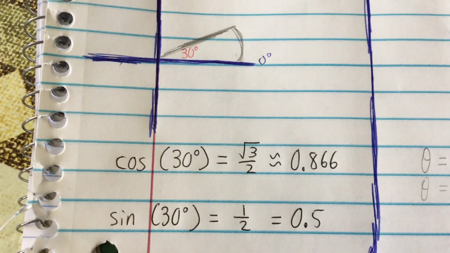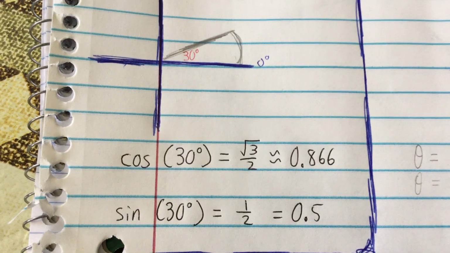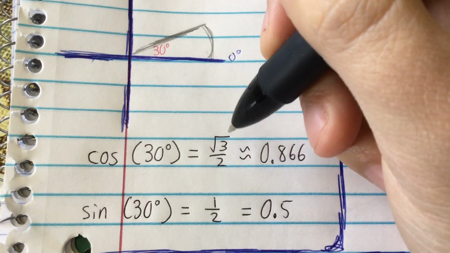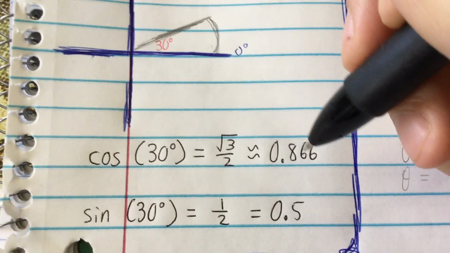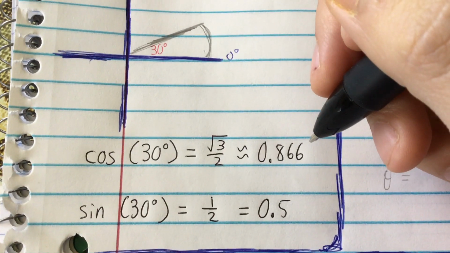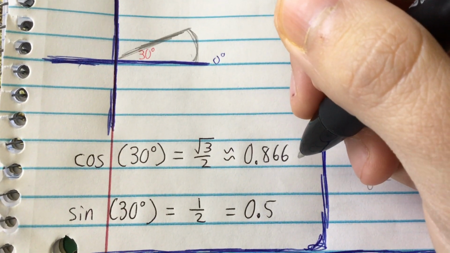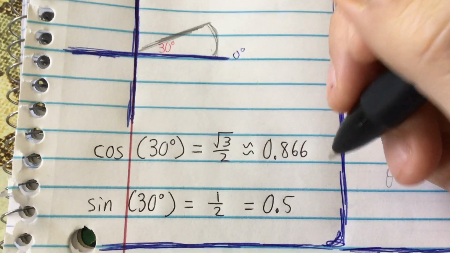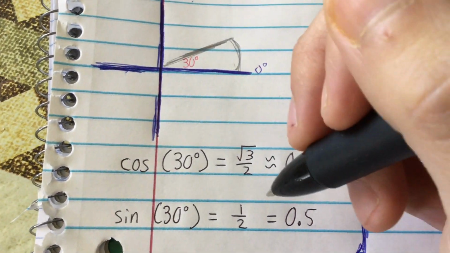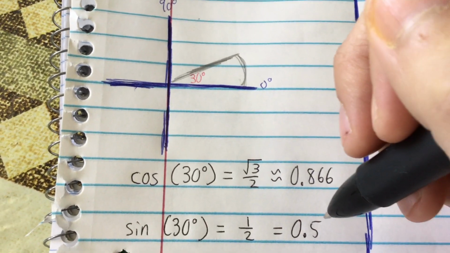And if we use the unit circle, we notice that the cosine of 30 degrees is the square root of 3 over 2, or if we plug it in the calculator, it's 0.866, not 0.866 repeating, and then there's a few more decimal places, but this is the popular decimal notation. And if we take the sine of 30 degrees, it is equivalent to 1/2, or if we plug it in the calculator, we would get 0.5.